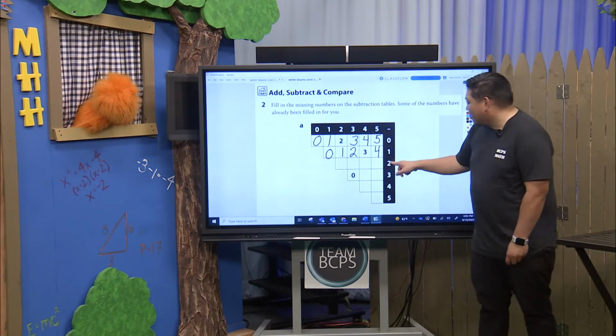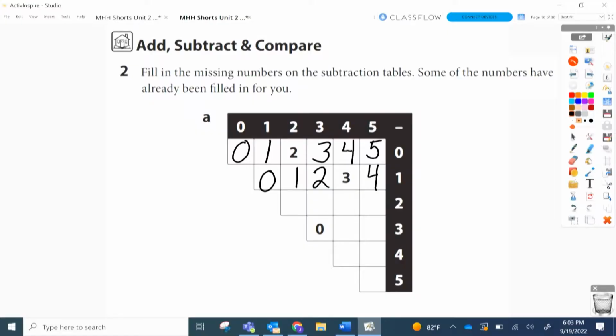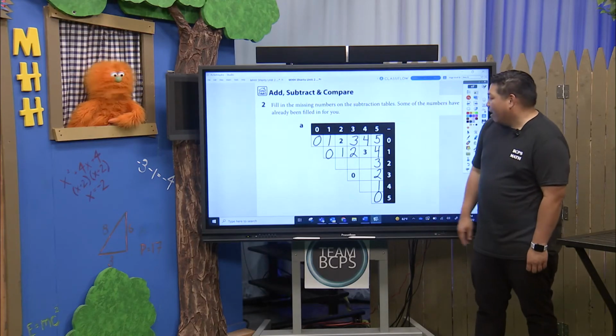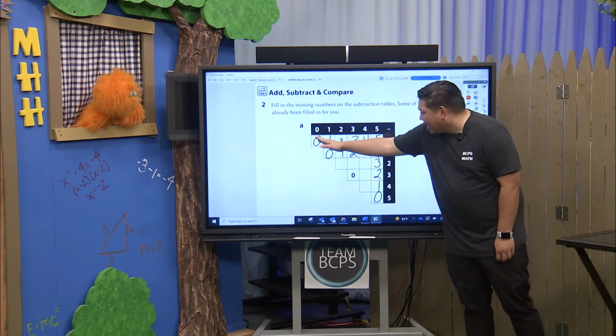All right, 5 minus 2. Let's see. 5, 4, 3. Let's just keep going down the 5s. 5 minus 3. 2. 5 minus 4. 1. And 5 minus 5. 0. Awesome. Nada. And I think this whole diagonal here is going to be 0.